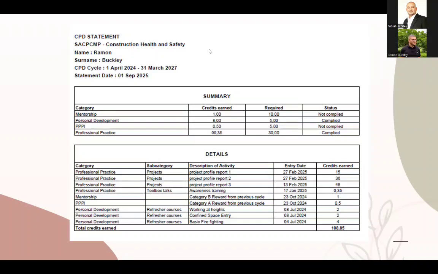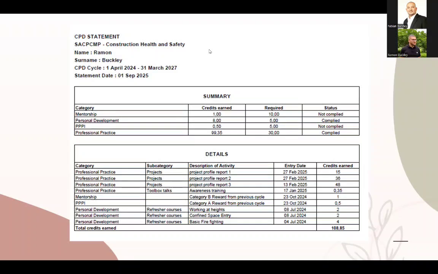So when they say previous CPD cycle, the 23rd of October, I was working on a project, and this was within my current cycle, which I'm not too sure why they mentioned previous cycle, but it was in my current cycle, which is from obviously the 1st of April 2024. And my cycle ends on the 31st of March 2027.